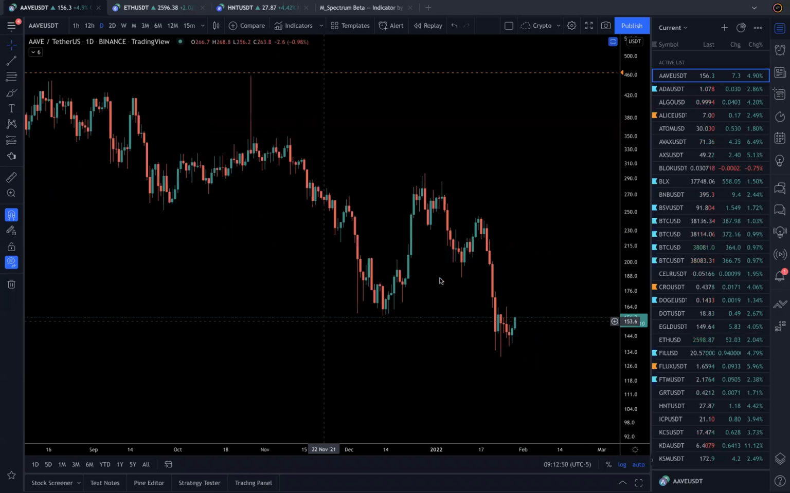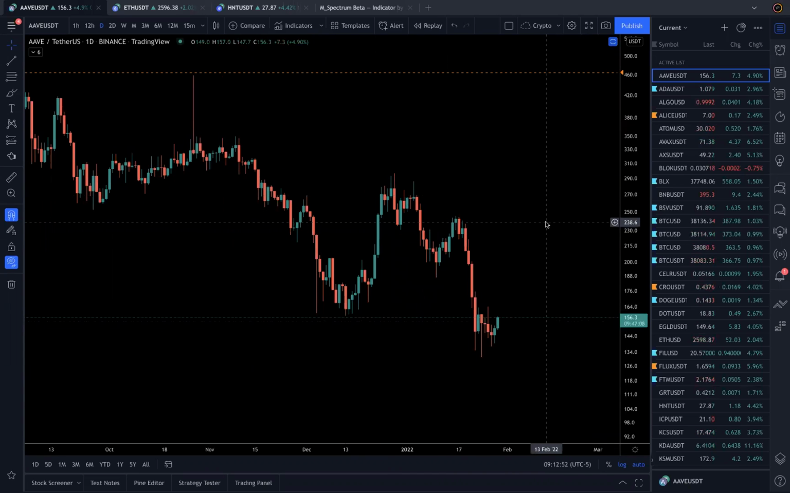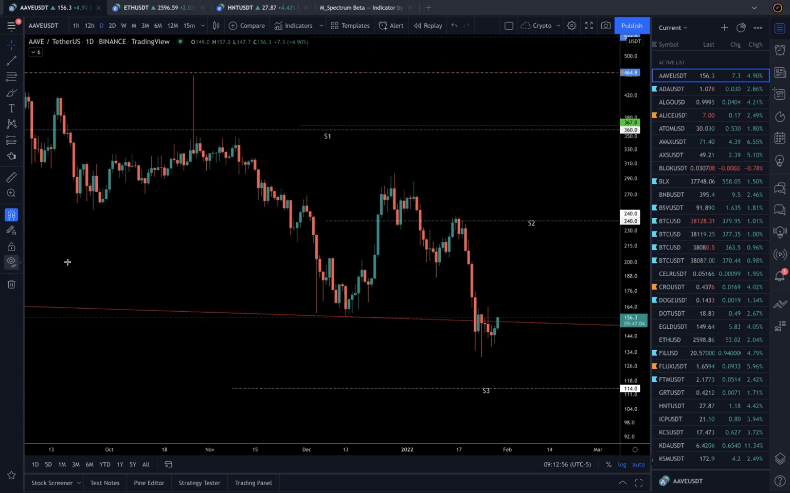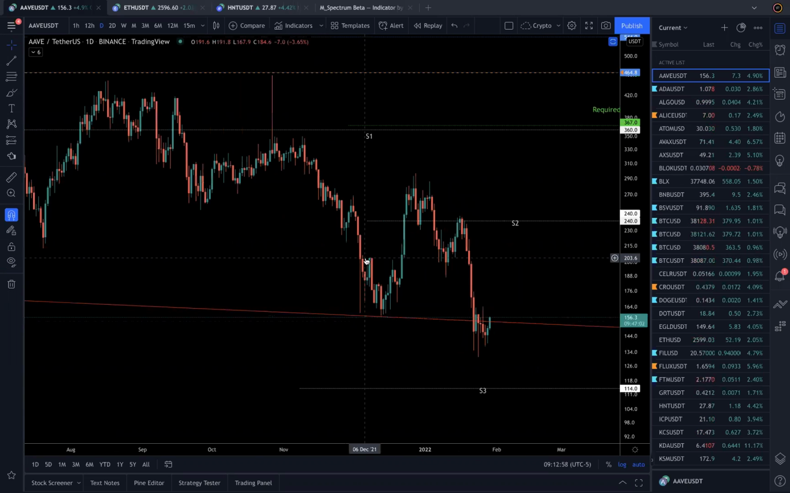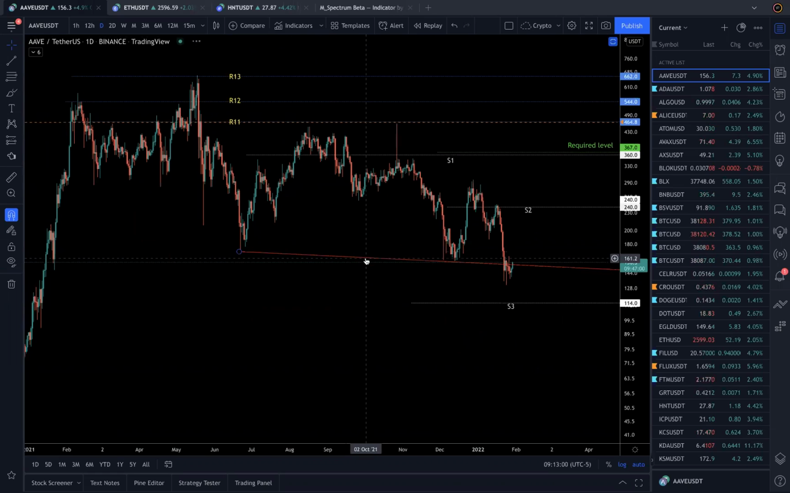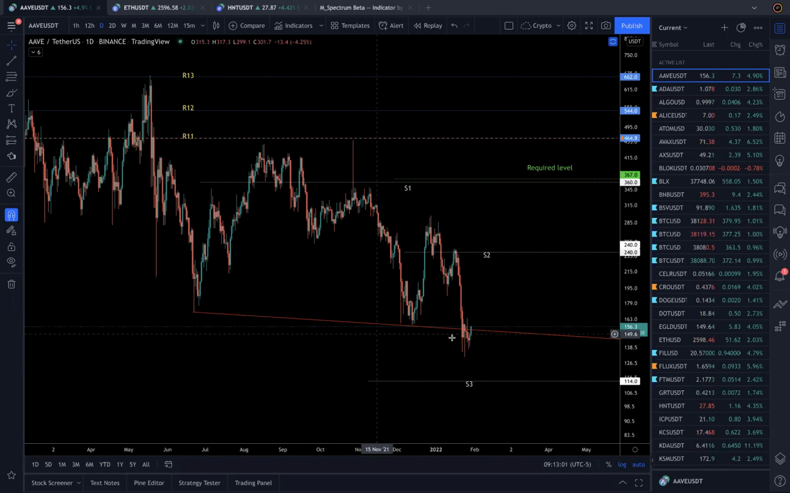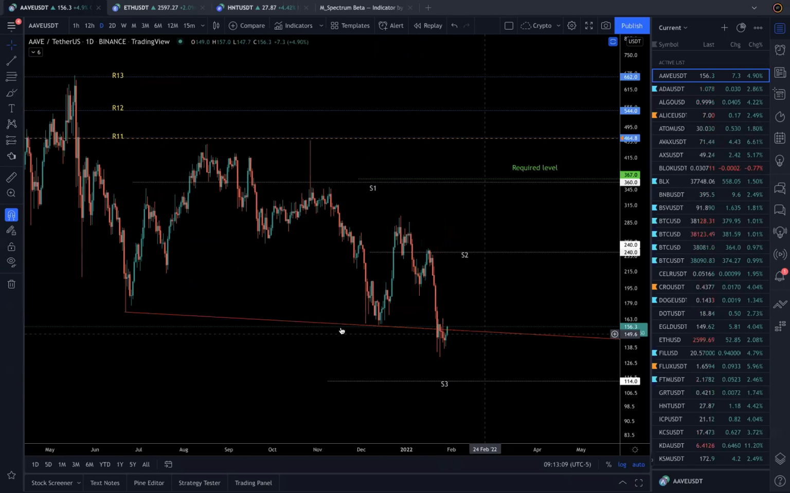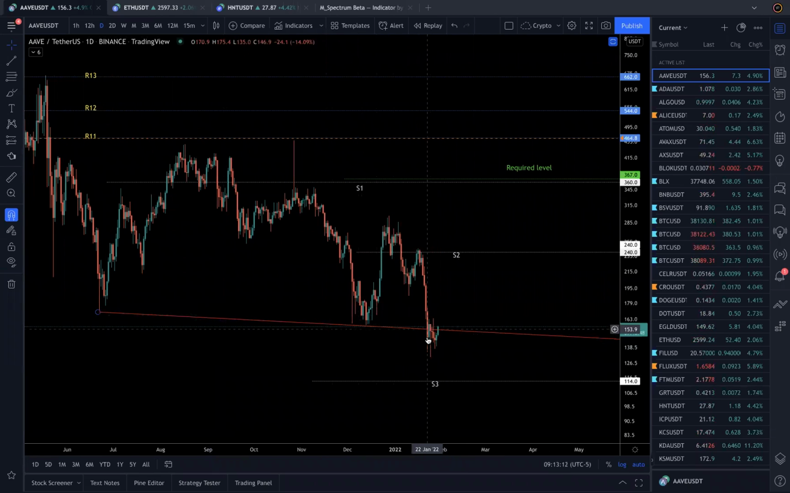Okay, so let's start with Aave, AAVE, on the daily scale. This consolidation is somewhat similar to this one. Now if you look at this support line, which it broke for a few days, around that it's now climbing up. So this is good news.